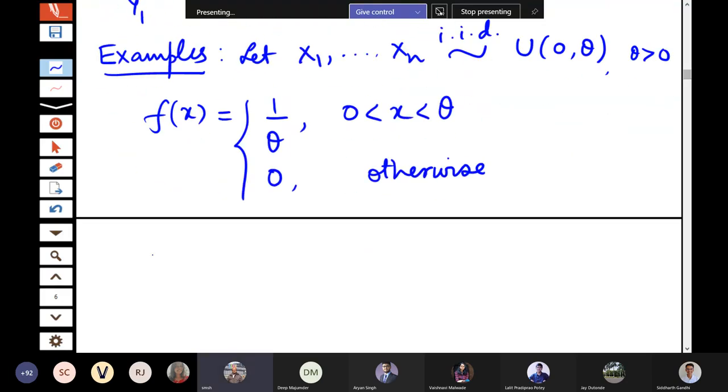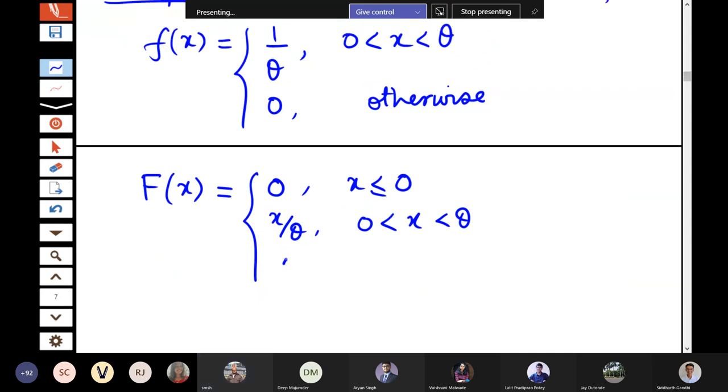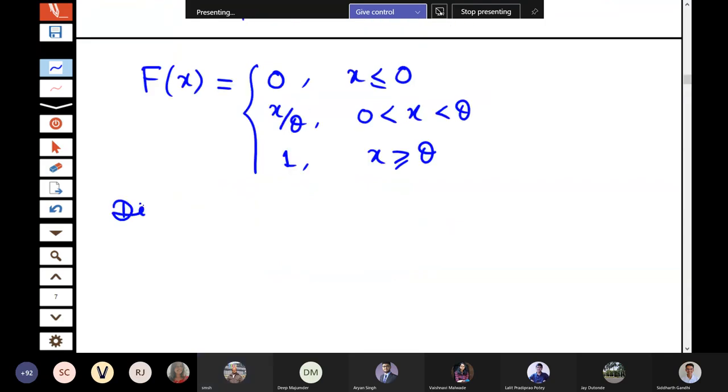So what is the CDF here? If you integrate from 0 to x, you will get x by theta. So it is 0 for x less than 0. It is x by theta for 0 less than x less than theta, and it is equal to 1 for x greater than theta. So let us look at the distribution of the maximum, that is Xn.